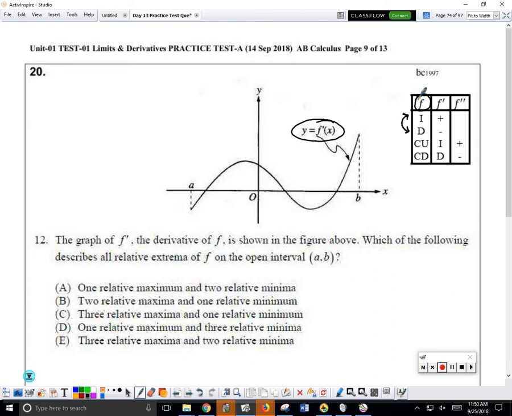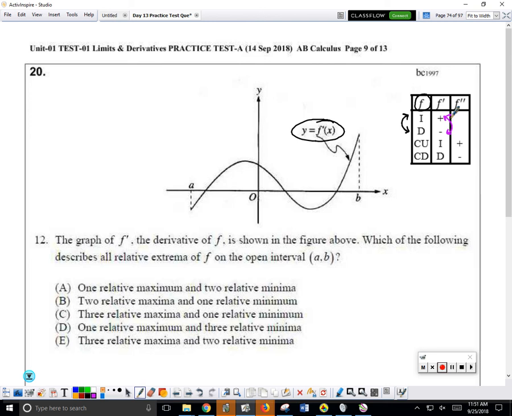But I'm looking at f prime. So I can't look for that. I have to look for something different on f prime. I look here. When f prime has y coordinates that change from positive to negative or the other way around, that's where f will have this type of change.